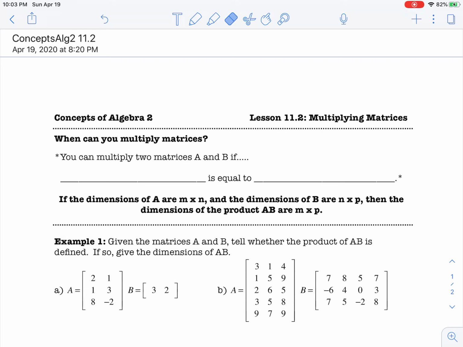All right, in 11.2, we're going to talk about multiplying matrices. So, just like in 11.1, there are specific things that need to be in place to determine if you can actually combine the two matrices by multiplication. So, we're going to write that in first.